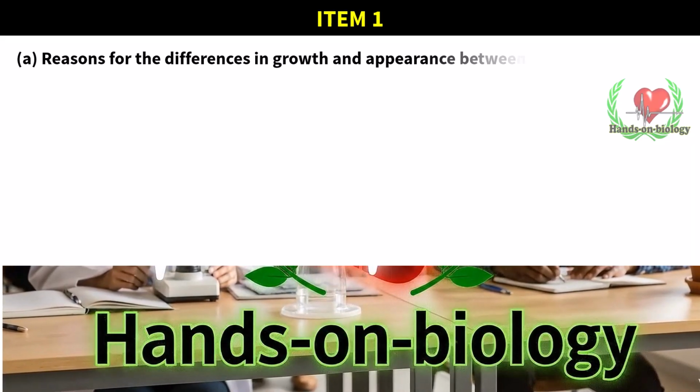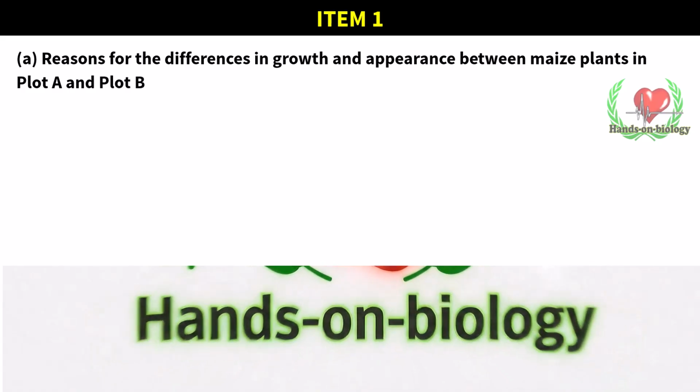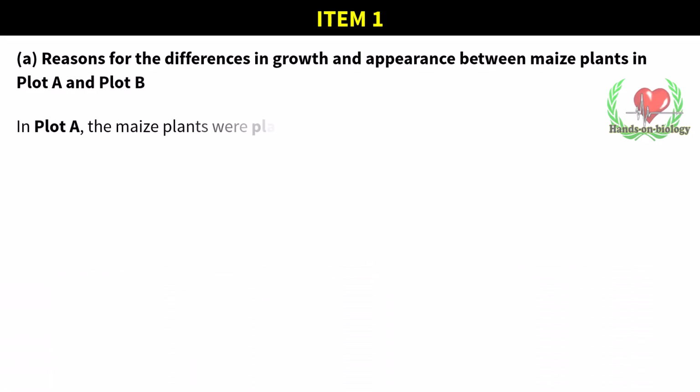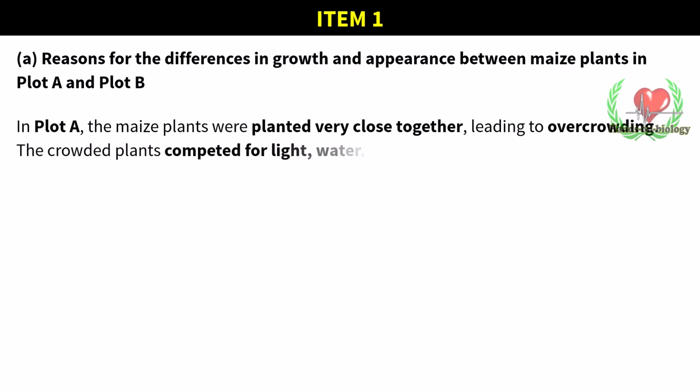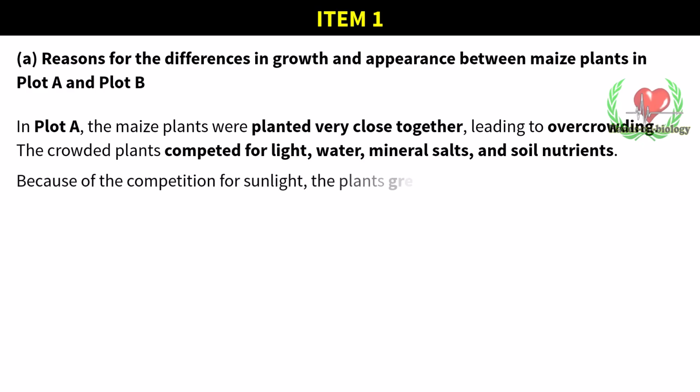Reasons for the differences in growth and appearance between maize plants in Plot A and Plot B. In Plot A, the maize plants were planted very close together, leading to overcrowding. The crowded plants competed for light, water, mineral salts, and soil nutrients. Because of the competition for sunlight, the plants grew taller and thinner as they stretched upwards to reach light.